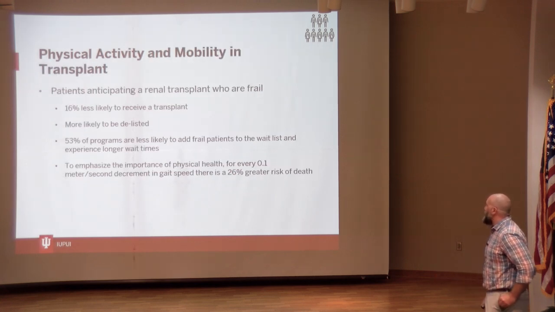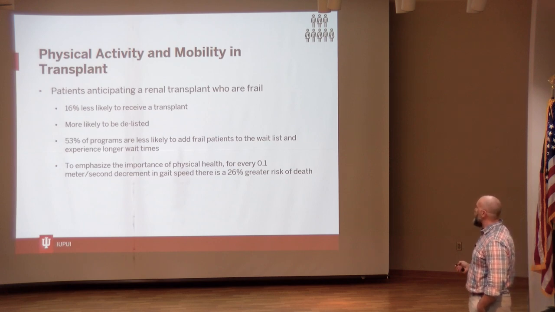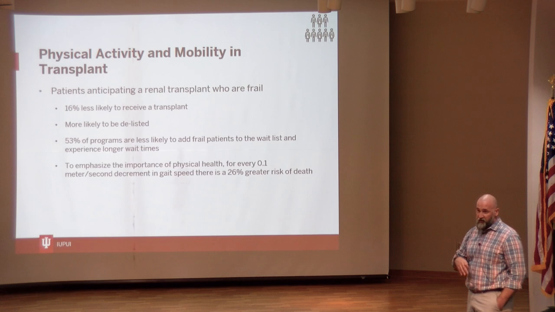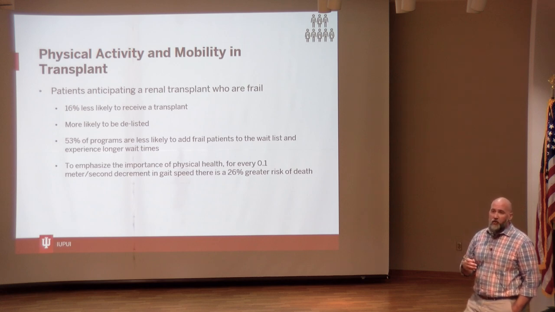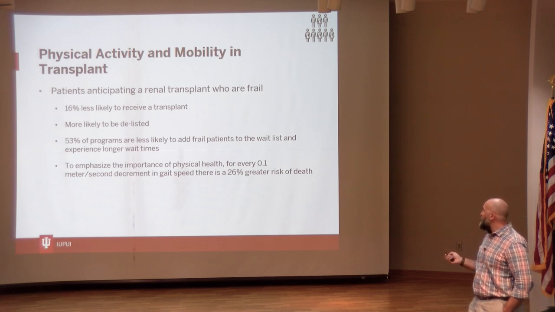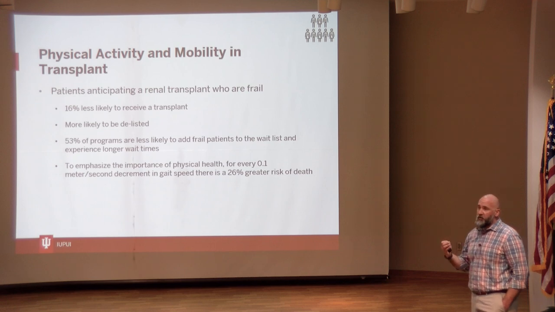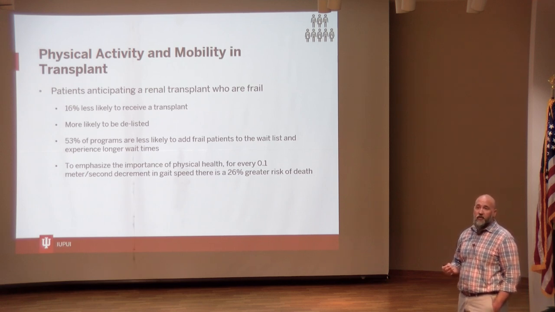When you look at physical activity and mobility and transplant, it's even more important. When you look at transplant from a renal perspective versus liver, if you're frail and you need a liver transplant, you're prioritized to that list, so you can get your liver transplant. For renal, it's the opposite. If you're frail, you're less likely to receive a transplant, you're more likely to be delisted, you're more likely to be added to the wait list or have longer wait times.